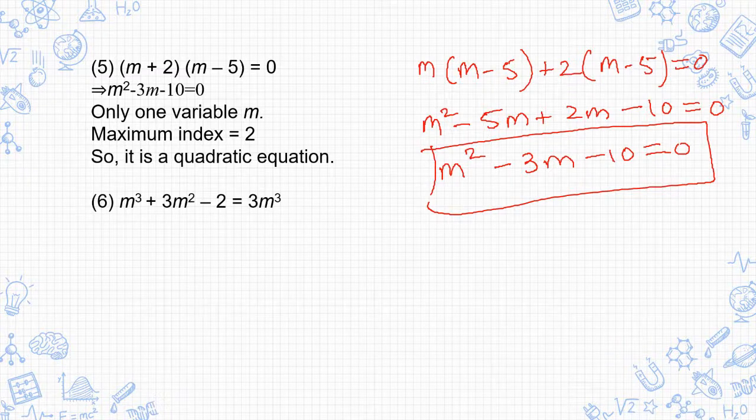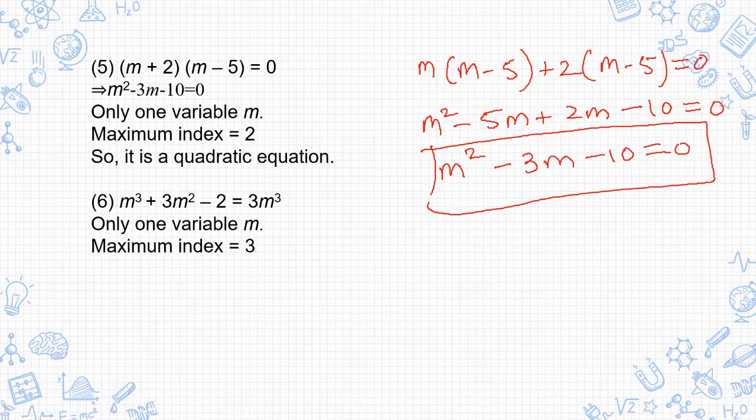See the sixth one, it is m cube plus 3m square minus 2 is equal to 3m cube. If we try rearranging this, and still you will get the m cube term. So you see the entire equation has only one variable m, and the maximum index of the variable m is 3. So even if you try to rearrange, the maximum index of this equation will be 3 itself. So I can say that it is not a quadratic equation.